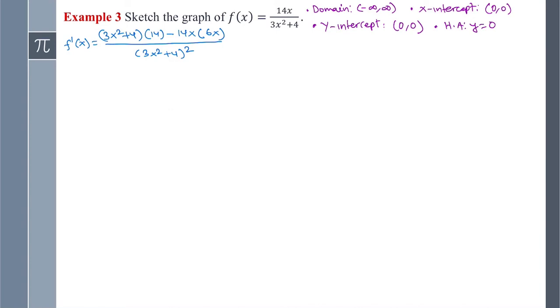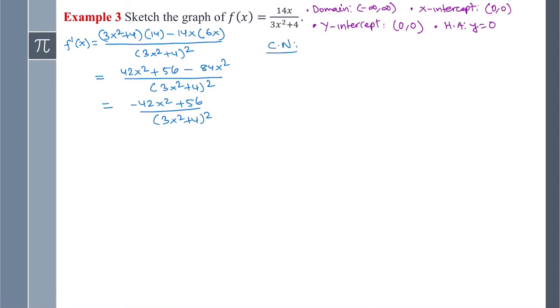Now, let's go ahead and simplify. When we multiply that, we get 42x squared plus 14 times 4 is 56, minus 14 times 6 is 84x squared, divided by (3x squared plus 4) squared. Now, if we combine the like terms, we get negative 42x squared plus 56 over (3x squared plus 4) squared. Now, let's go ahead and find the critical numbers.